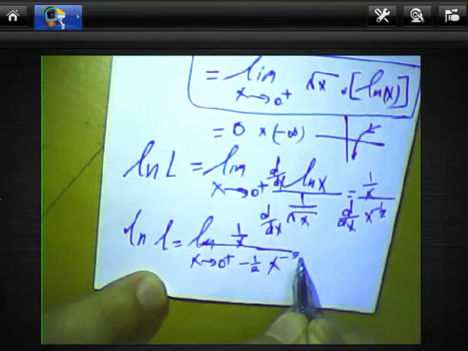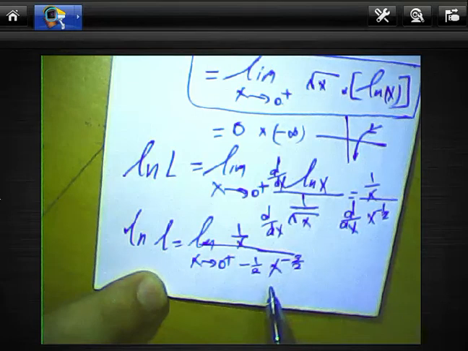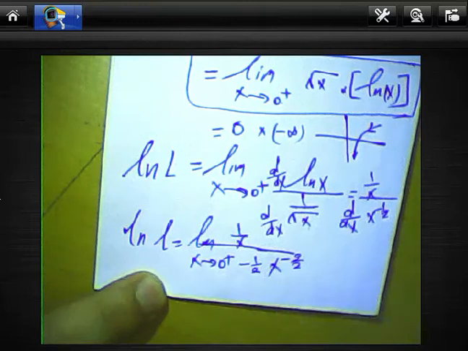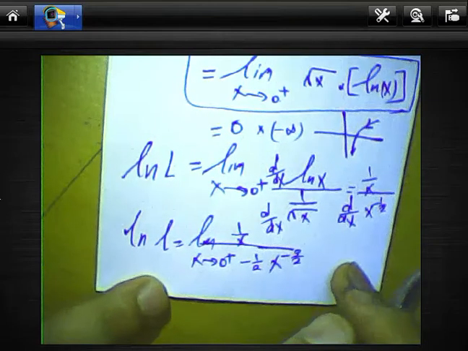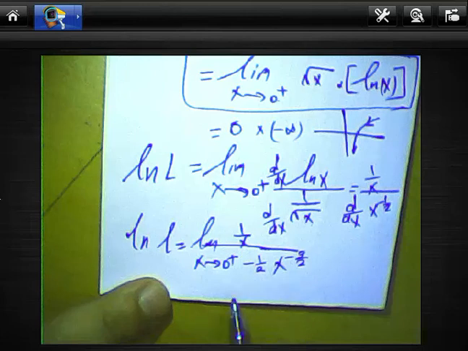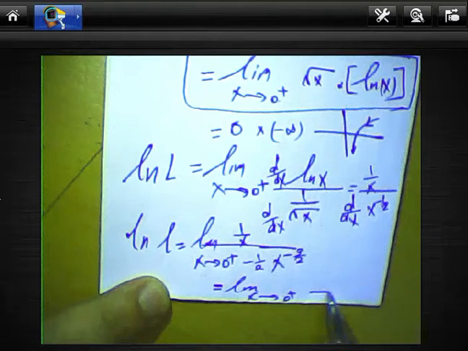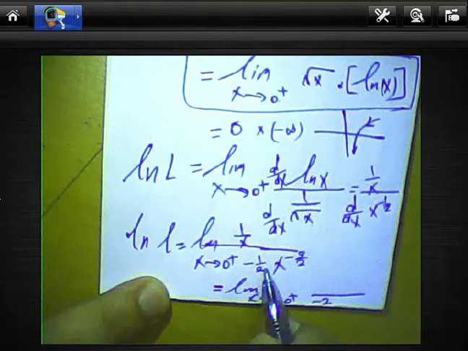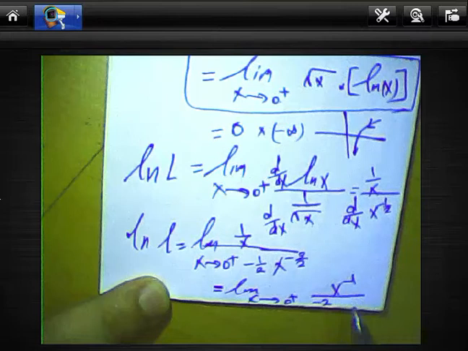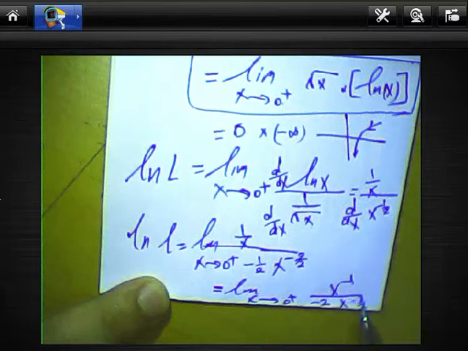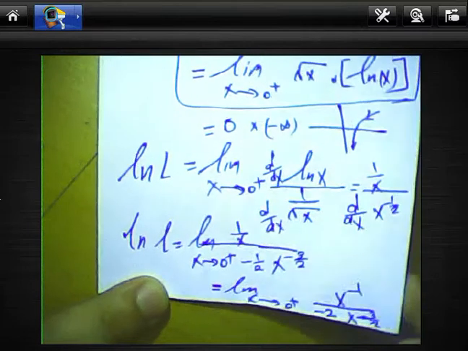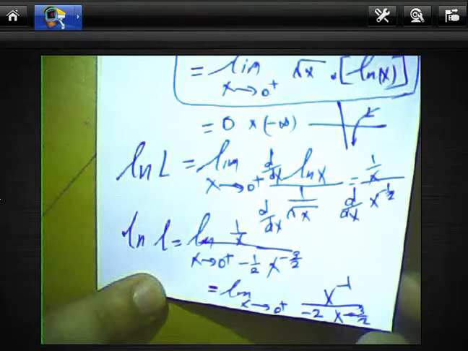We can write negative 3 over 2 here. This number we can write from the denominator to the numerator, since 1 over x is x to the power negative 1. So we can simplify it and write the limit as x approaches 0 plus, with negative 2 in the denominator, and x to the power negative 1 over x to the power negative 3 over 2. And then we can find the difference between negative 1 and negative 3 over 2.